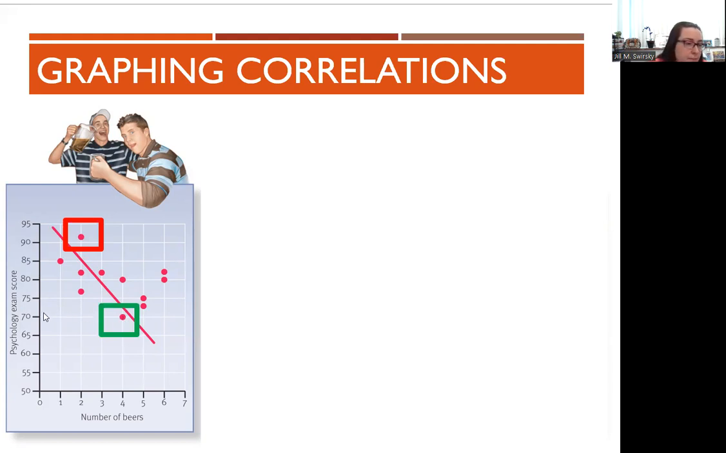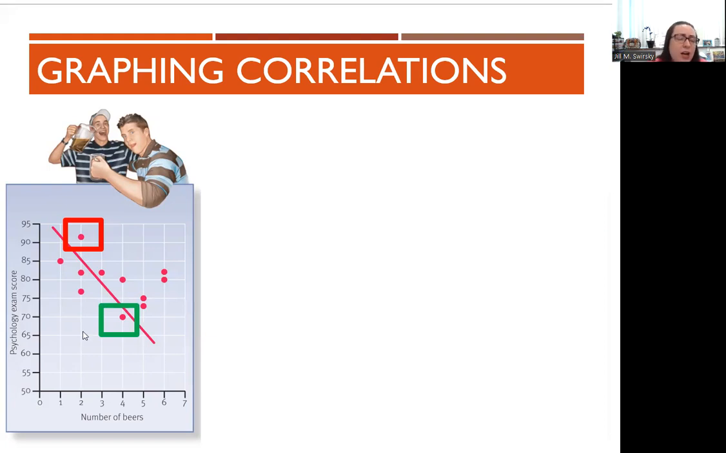What did they get on their exam? If you came up with 70, you'd be correct. They drank 4 beers and still got a 70 on their exam. Noticing a pattern? If you're noticing that the more beers you drink, the worse you do on the exam, you are seeing a negative correlation. We also know that this is negative because the line is sloping downwards.